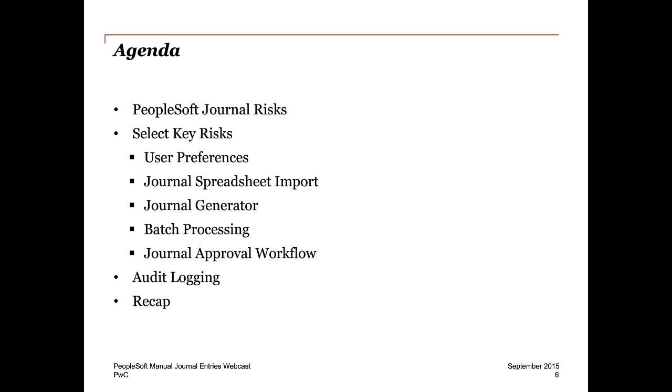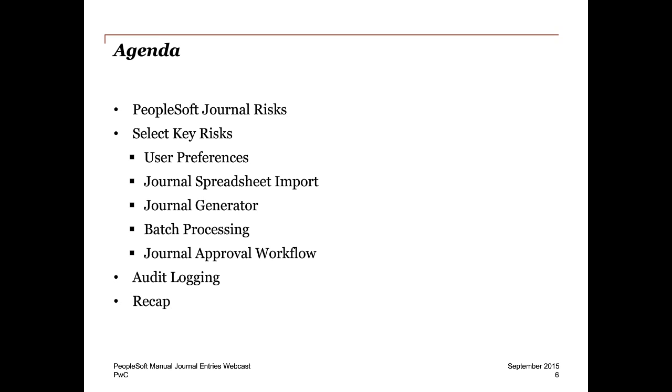We'll start, as I mentioned, with PeopleSoft, general understanding of PeopleSoft journal risk, and then we'll hone in, focus on key risks associated with user preferences, journal spreadsheet import, journal generator, or JG, batch processing, and the journal approval workflow. In addition, we'll be covering audit logging, a new feature within PeopleSoft.